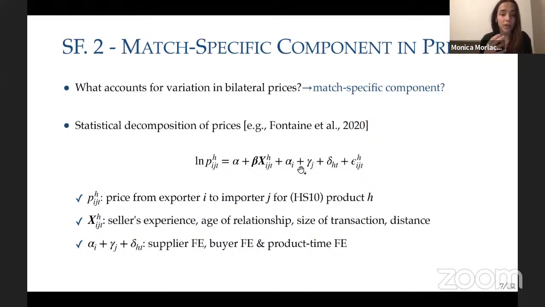Precisely what we do is to regress the bilateral price between exporter I, importer J at time t for a given HS10 product category on seller fixed effect, buyer fixed effect, product time fixed effect, and a set of controls, which include observations such as seller's experience, age of the relationship, size of transaction, and distance. What this exercise aims to do is to see what fraction of the variation in prices is accounted for by seller, buyer elements and match-specific components.